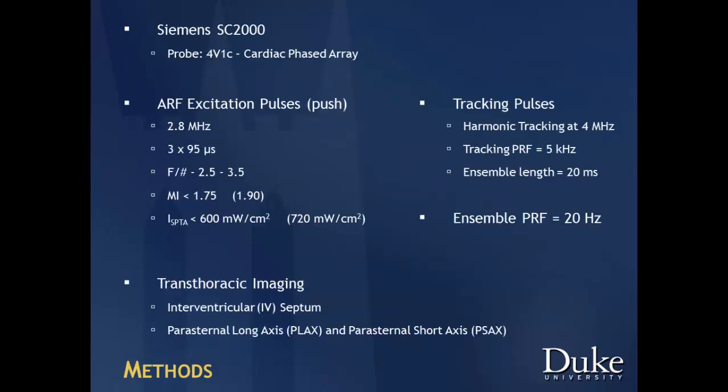So the methods, this is pretty standard. We're using a phased array imaging, I think parasternal, long and short axis. Some things to note: F number is decently high. The MIs and ISPTA are both within FDA limits. We get 20 ensembles per second, mainly a limit of how much data we can acquire at one time, and we're doing pulse inversion harmonic tracking.